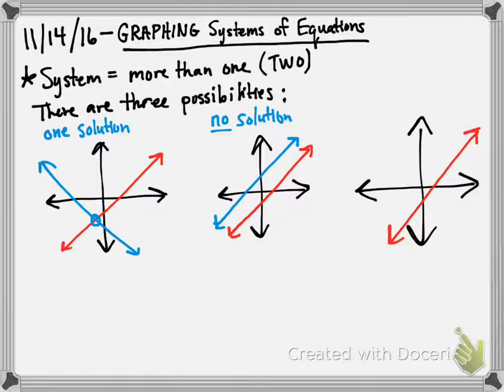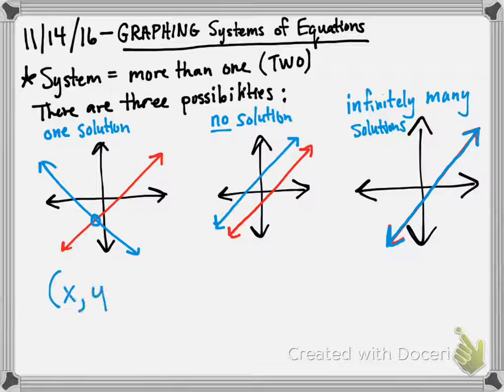And then look at this third case. So one solution, no solution, and then the third case is you graph a line, and you don't realize until you start graphing that the other one has the same slope and the same y-intercept. So you have the first line, and then the second line is the same exact slope and same exact y-intercept. It's the same equation. And so they cross infinitely. They're the same line, infinitely many solutions.